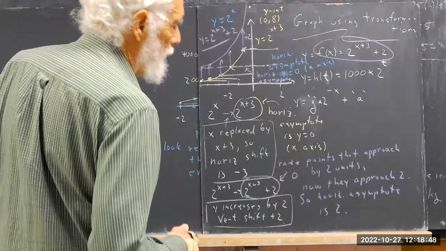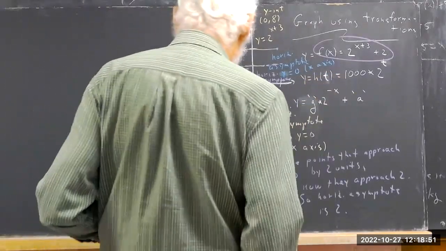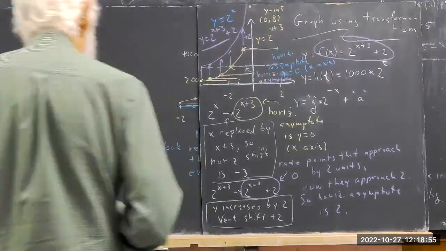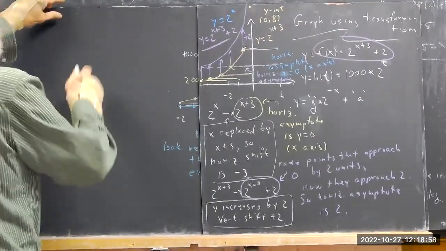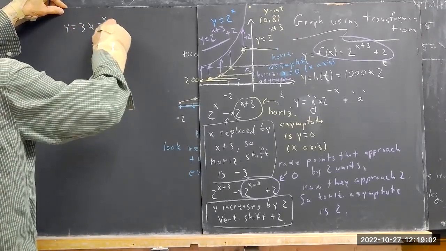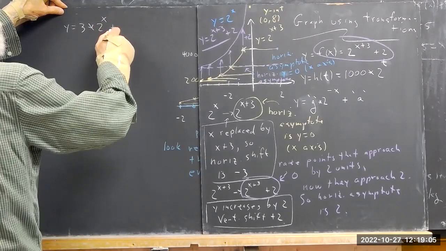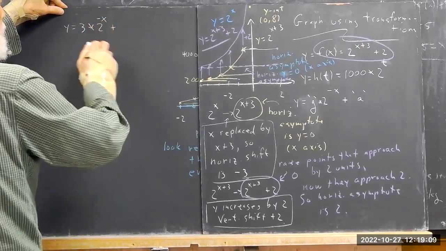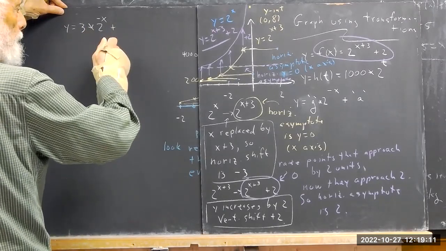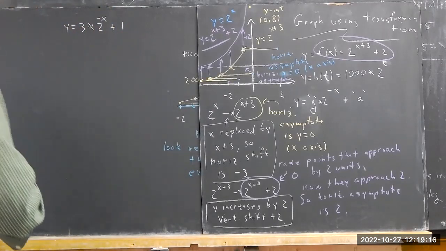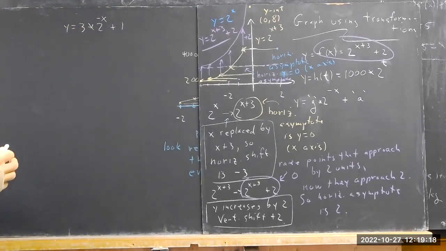Now, I had g times 2 to the negative x plus a. I'm going to use unrealistic values in this. We're going to do y equals 3 times 2 to the negative x plus 1. Only got 3 minutes to do this, so I'm just going to lay it out here.